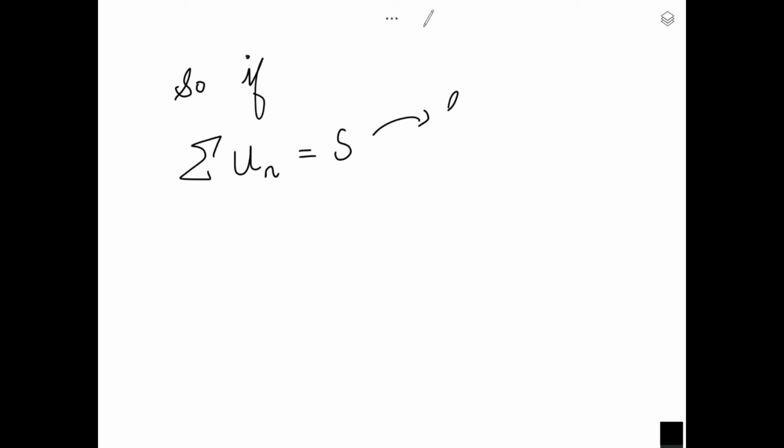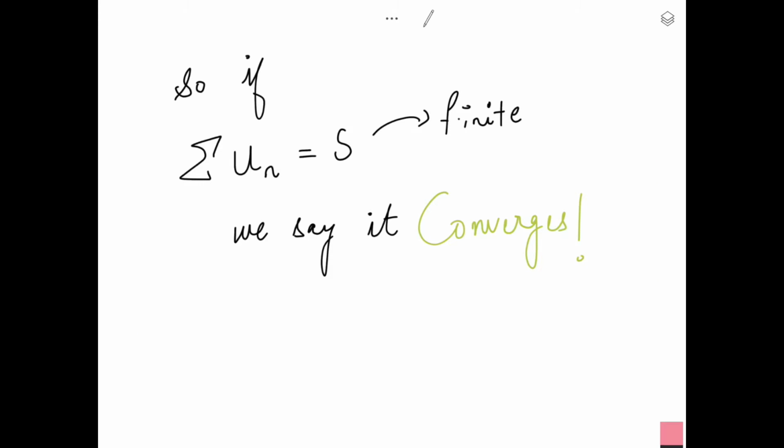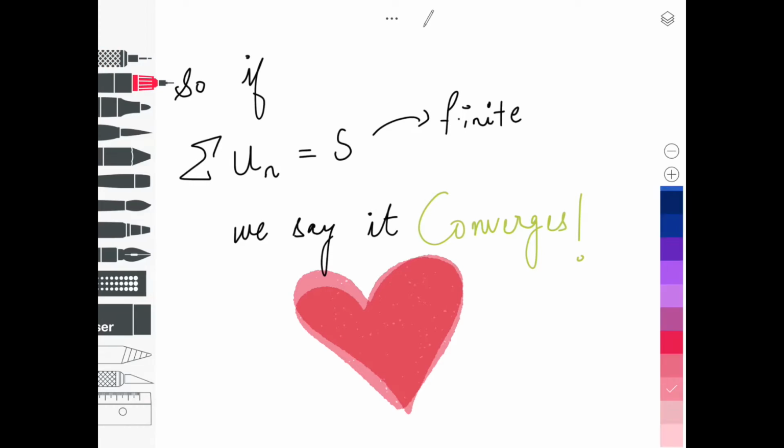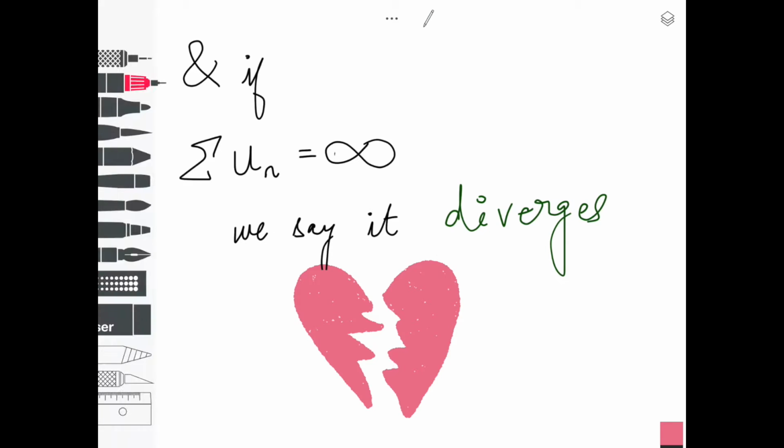If you get a finite number upon adding all the terms, you say that the series converges. And in case, well, if you're unlucky and the summation gives you infinity, you say that the series diverges.